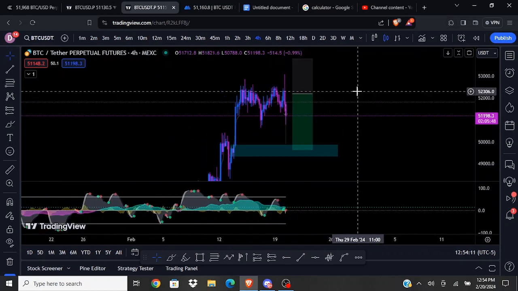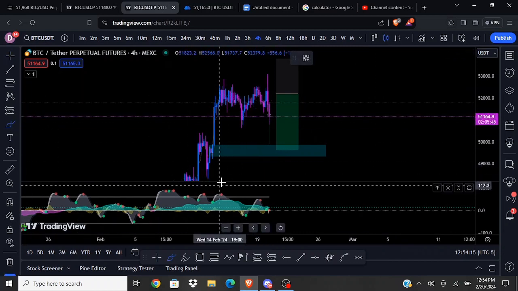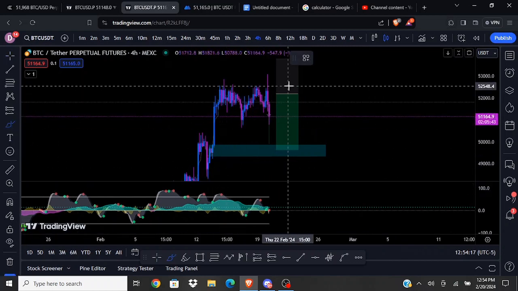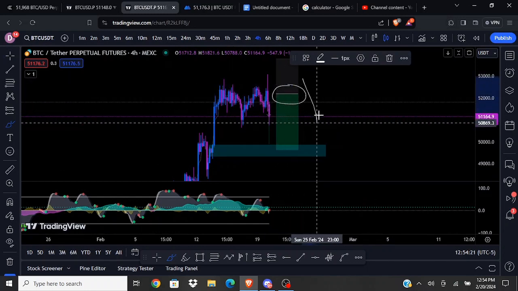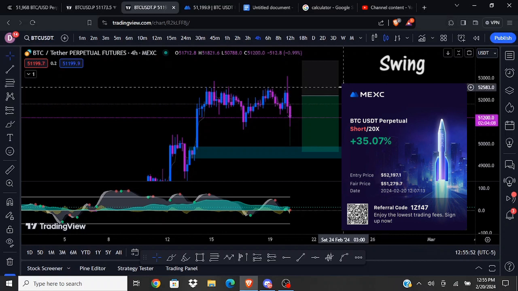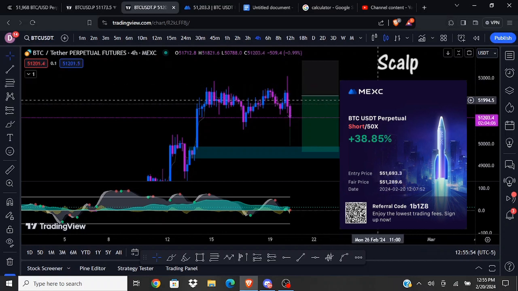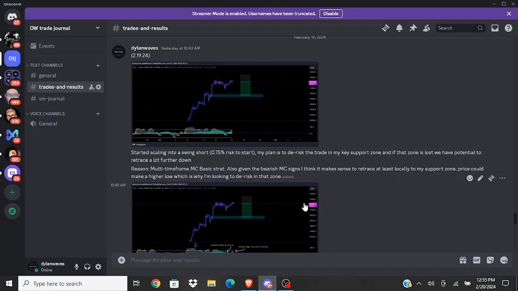So now that that's out of the way, let's talk about the main focus of this video, which is how I used Market Cipher to enter this swing short position and also to get my bias to the downside. And I'll post screenshots of my positions just to prove that I took them and show where my entries are. And now let's get into what I was looking at yesterday when I originally entered this trade.